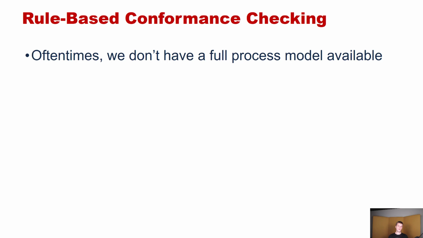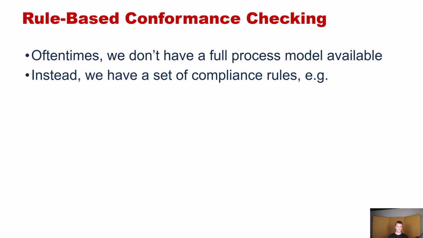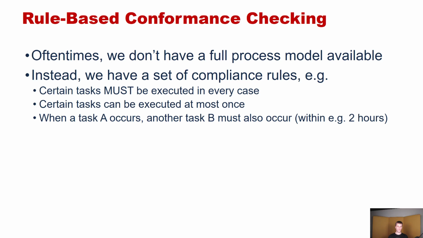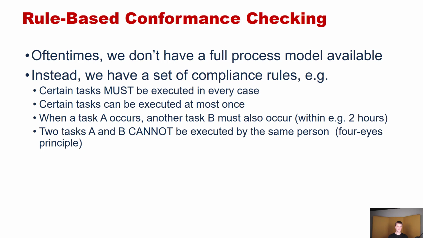So oftentimes, we do not have a full process model available, or that full process model is out of date, for example. So in those cases, we have a set of compliance rules. For example, certain tasks must be executed in every case, or certain tasks must be executed at most once. Or when a task A occurs, another task B must also occur within, for example, 2 hours. Or 2 tasks, A and B, cannot be executed by the same person, which would be known as the 4 eyes principle.